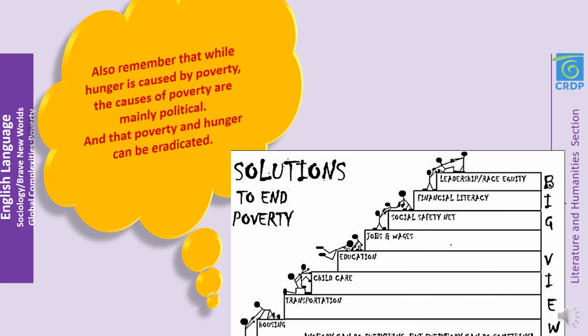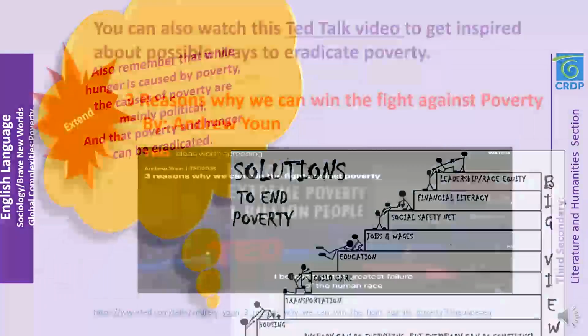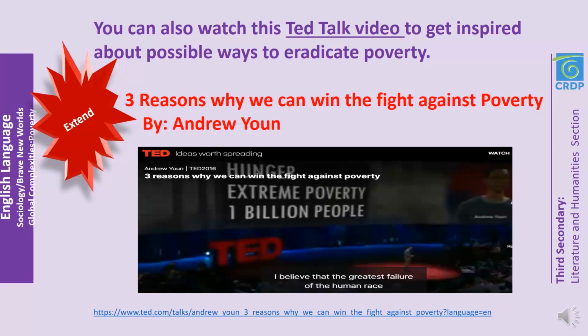Also remember that while hunger is caused by poverty, the causes of poverty are mainly political, and that poverty and hunger can both be eradicated if the human willpower and the political decision is found. This might require some measures or solutions on the part of governments, like having some housing plans, transportation, childcare, education, jobs and wages, social safety net, financial literacy, and leadership and race equity. I also recommend you watch this TED Talk video to get inspired about possible ways to eradicate poverty. The video is entitled "3 Reasons Why We Can Win the Fight Against Poverty" by Andrew Youn.